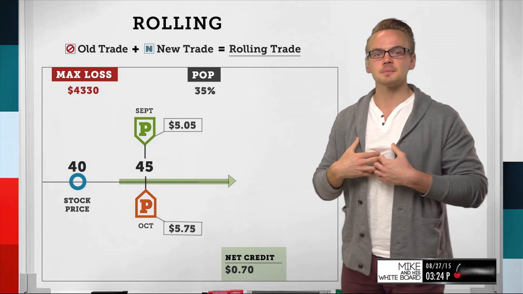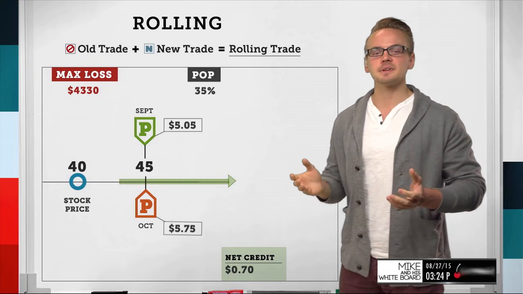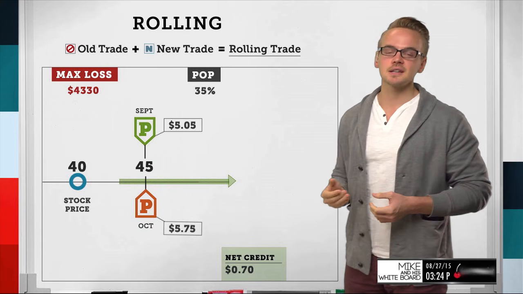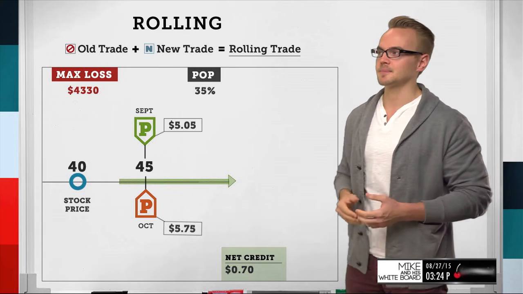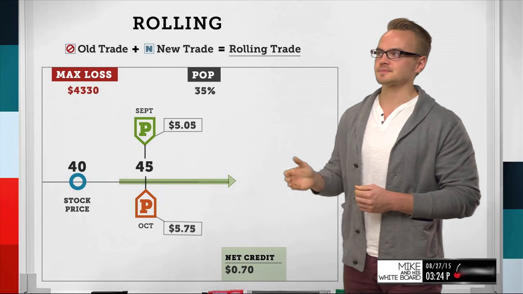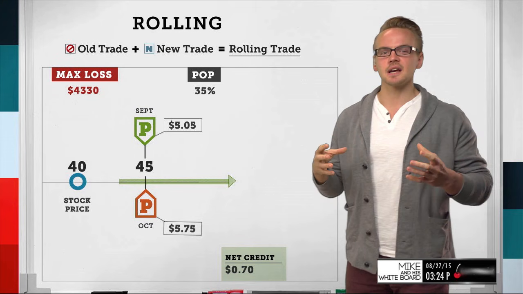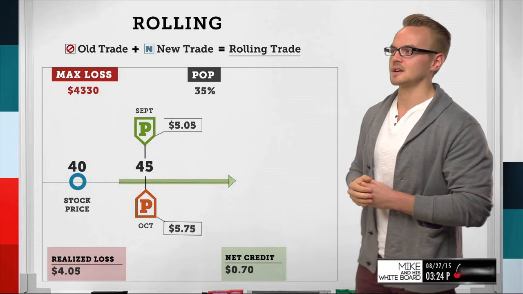My directional assumption is the same. So I still am bullish on the underlying, but I want to give myself more time to be right. So I decide to roll the trade instead of close it. So we've got a net credit of 70 cents. Our max loss is lower, but our pop is lower as well. So let's tie this all together and see what it all looks like on the next slide here.